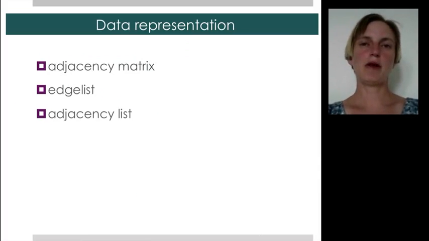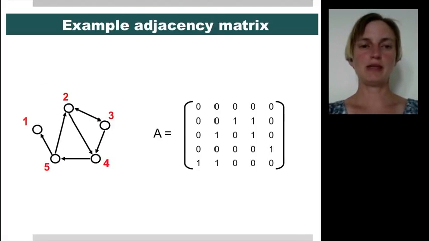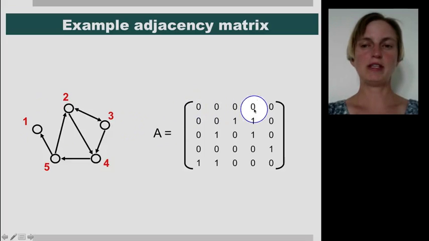How is this data represented internally? For example, if you're writing code or if you're just using some software, how is the software representing the network? The most basic way is with an adjacency matrix, but we'll also talk about edge lists and adjacency lists. Here is a very simple network of 5 nodes, and here is its adjacency matrix representation. For example, node 1 is represented by this row and actually has no outgoing edges. However, it does have one incoming edge here from node 5.